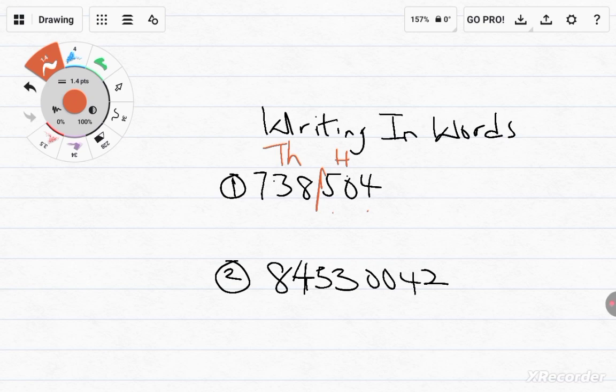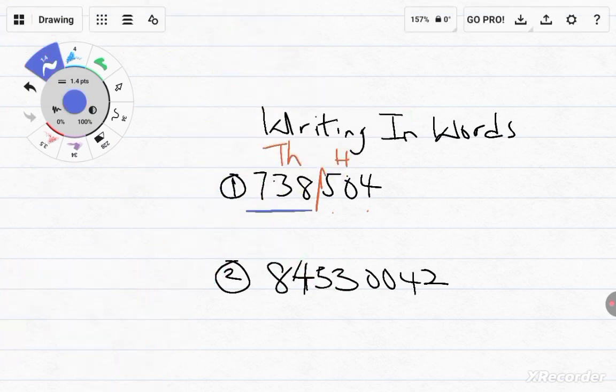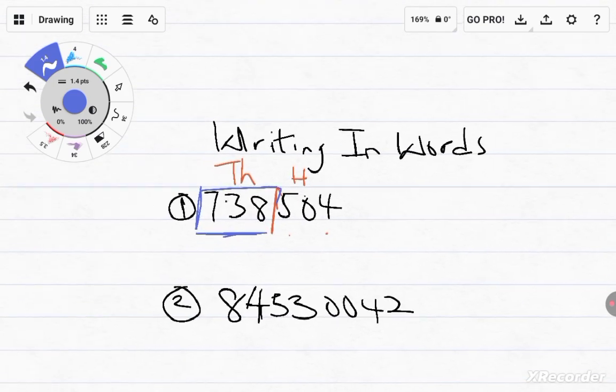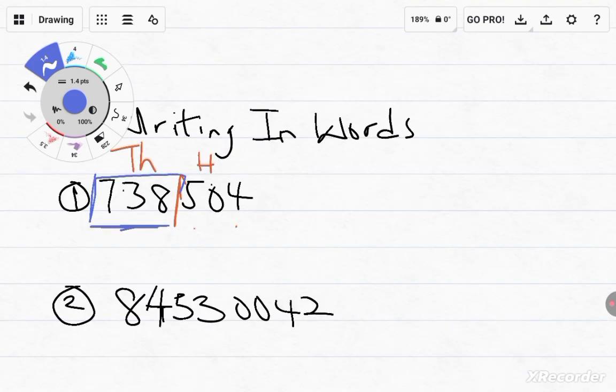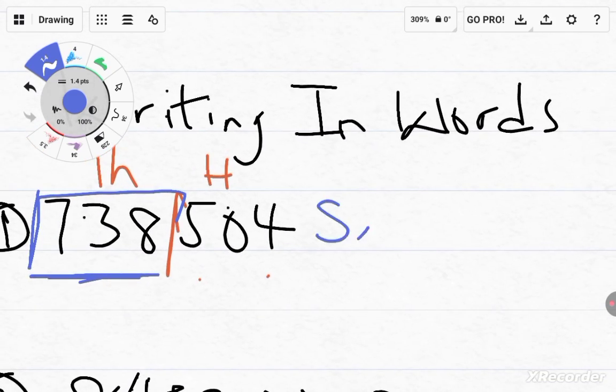What you want to do now that we have labeled, now that we have divided, is that you start writing in words from the front. You write in words based on the group you have. Take note, after you have divided into threes, you write in words based on the group. So in this particular group, we have three numbers. What are the three numbers? 738. If I want to write 738 in words, what would this be?